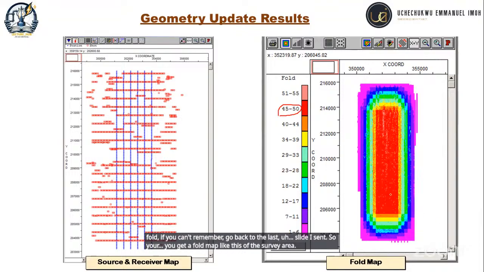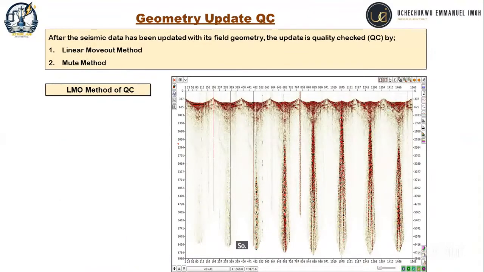So this is the information that will come up after you do your geometry updates. There are more, like you can also get your receiver map showing only the receivers, source map showing only the sources, and there are different elevations. I don't want to bother you with all those. So after you finish, I remember I told you every processing step, you must have a quality check or QC.